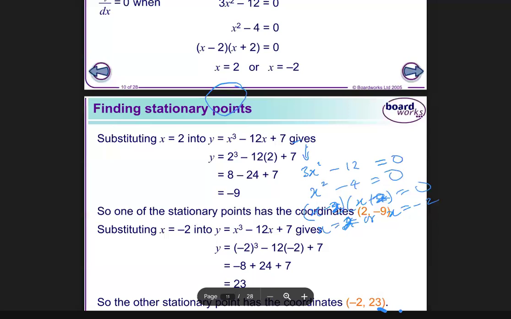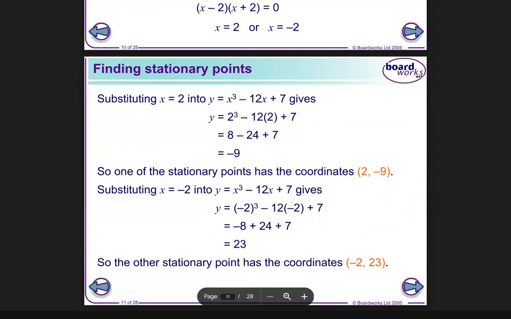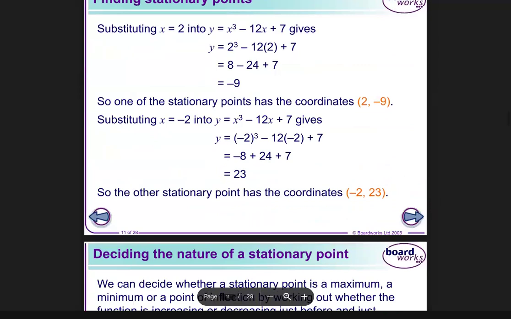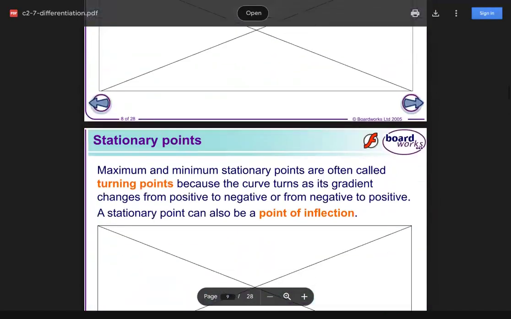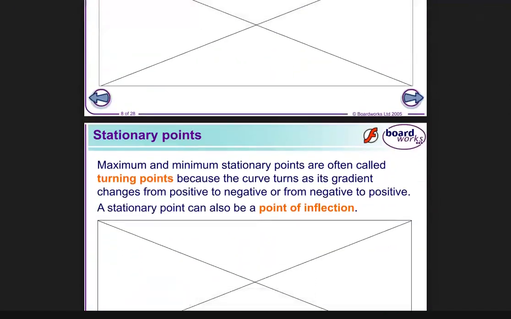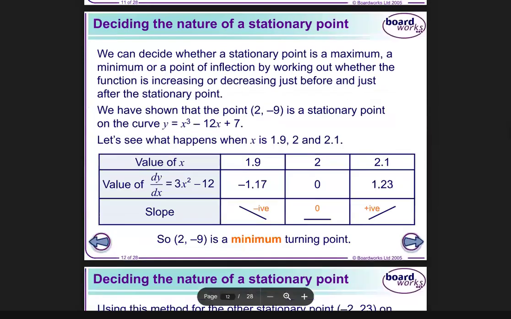So x equals 2, x equals -2. When you put 2 into that original equation, you got -9. And when you put -2 into the original equation shown on the screen, you got 23. So the coordinates are (2, -9) and (-2, 23). These are the stationary points. The stationary point, I will also call the turning point. So that's actually what you need to do on that.